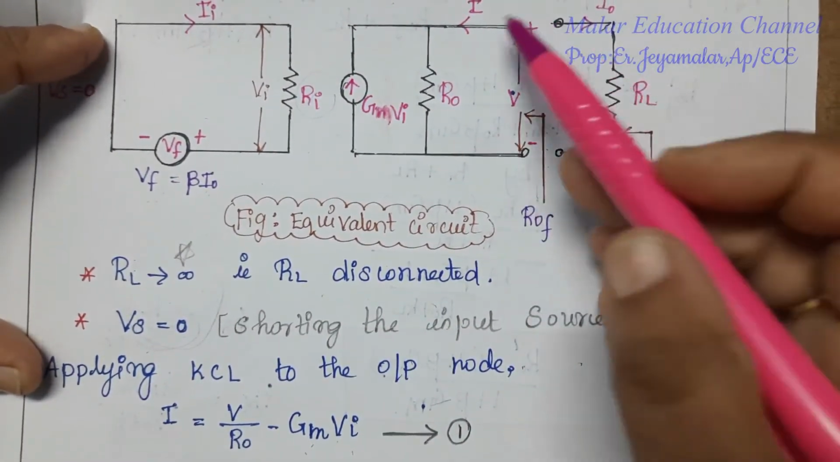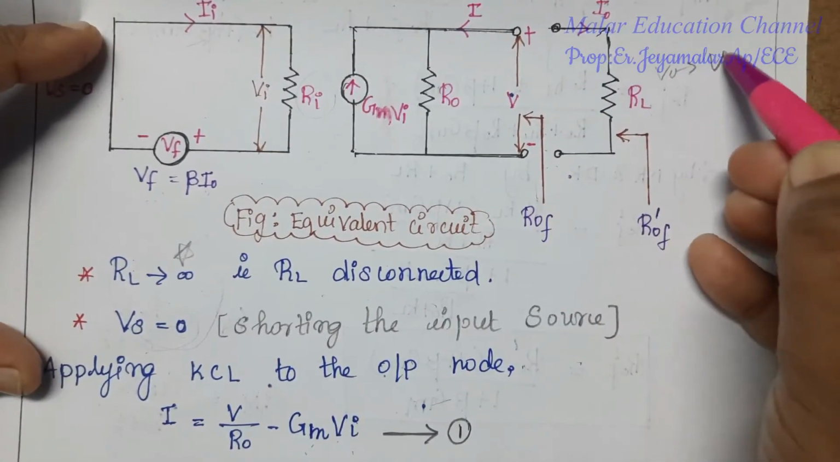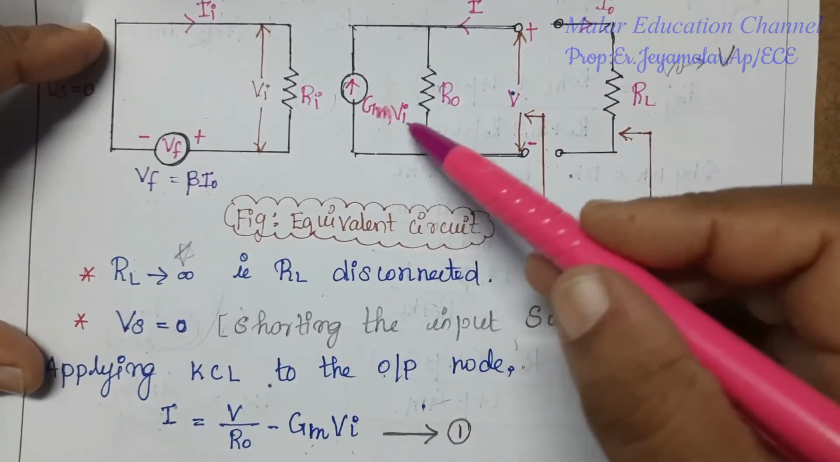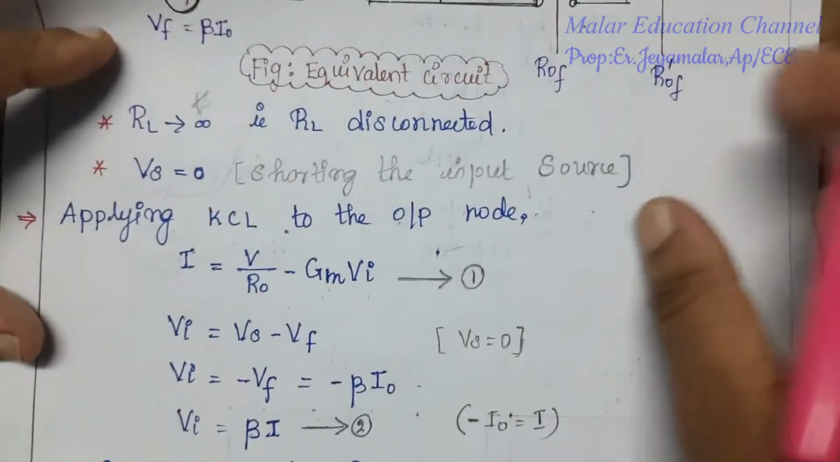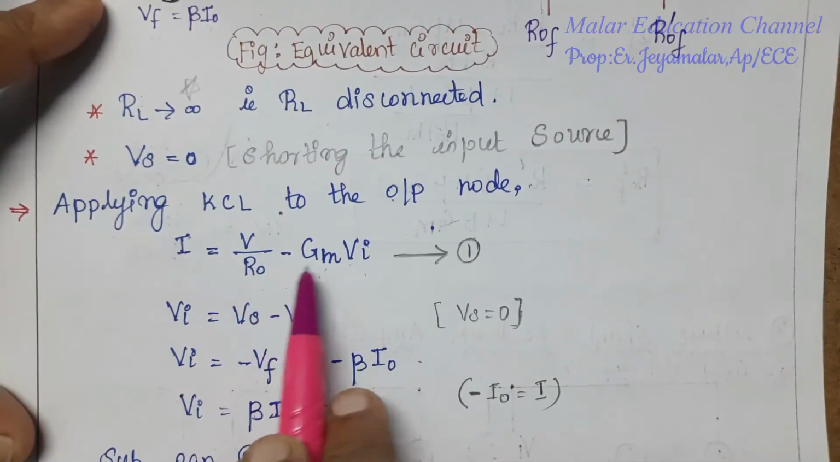Okay, I equal to V. Here the input, that is V naught, can be replaced by V. So V divided by R naught minus Gm into Vi. Okay, that is for current law. According to current law, I equal to Vi by R naught minus Gm into Vi.